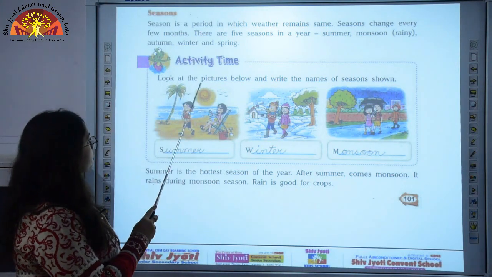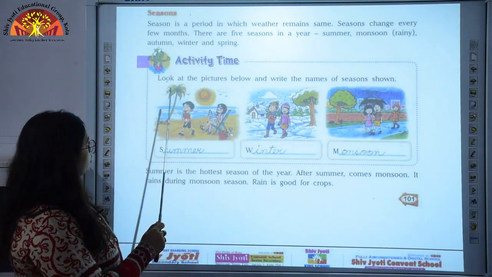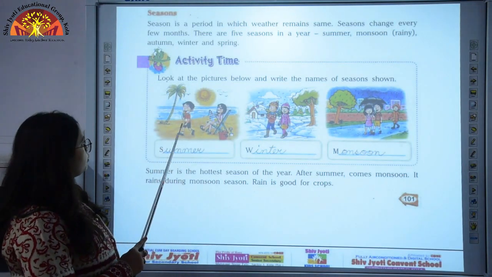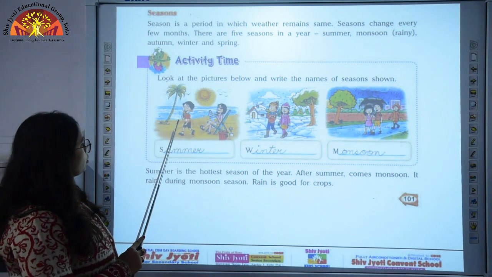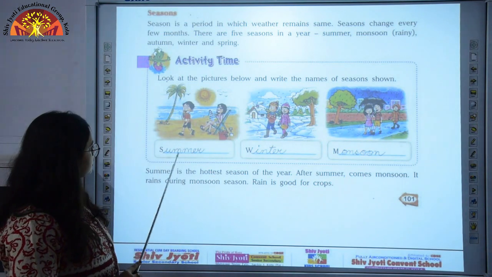Activity time. Look at the pictures below and write the names of seasons shown. So children, can you see this picture? What is here in this picture? The sun is shining brightly and the boy is eating ice cream. So we can see that this is a summer season. So you have to write summer over here.